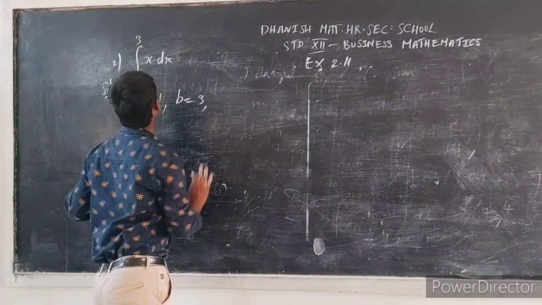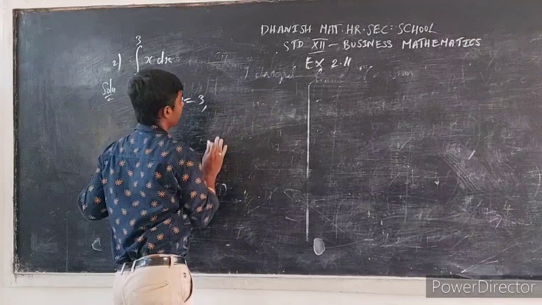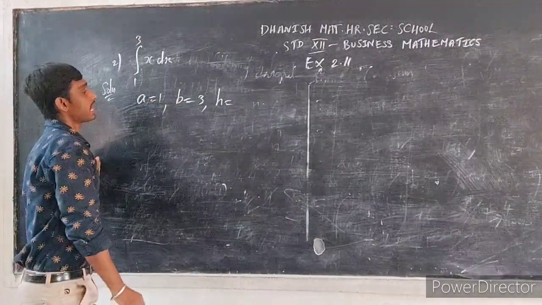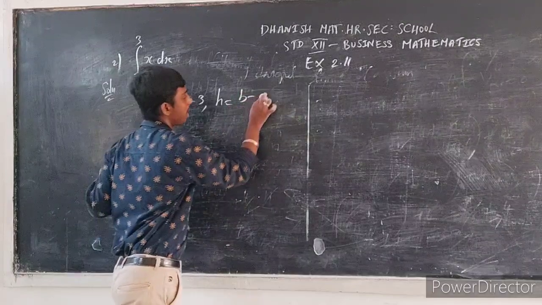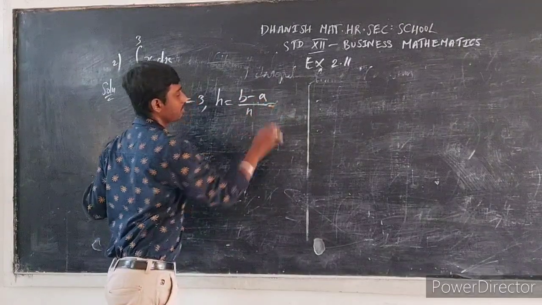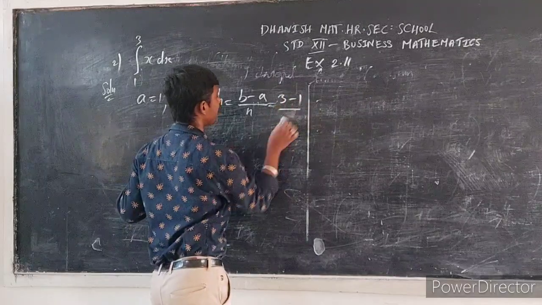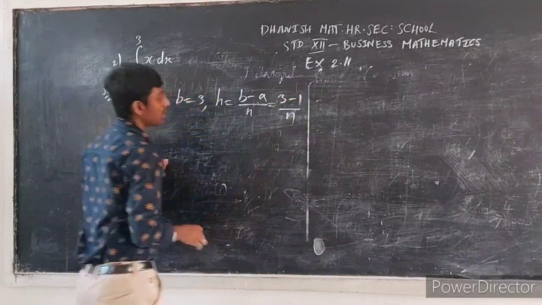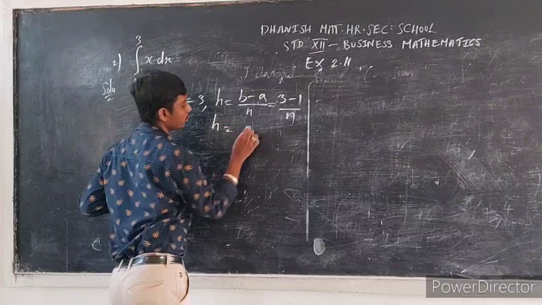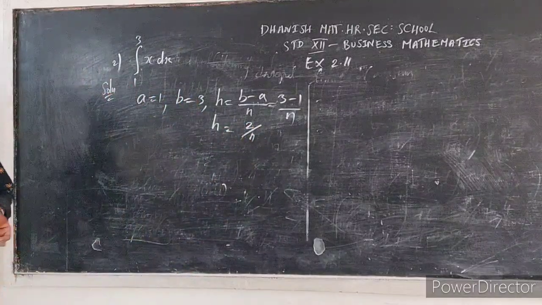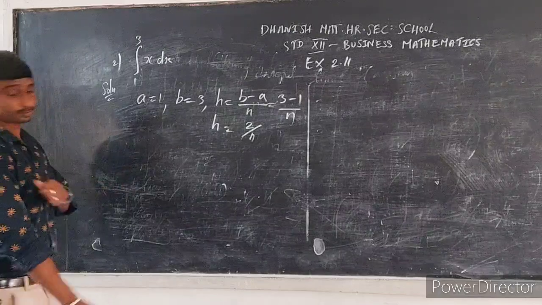Then the next formula: what is h equal to? We are going to find out h. Given data, h is equal to b minus a divided by n. What is the b value? That is 3 minus 1 divided by n. We don't know the n value. So h is equal to 3 minus 1, that will be 2. What is the h value? That will be 2 by n.